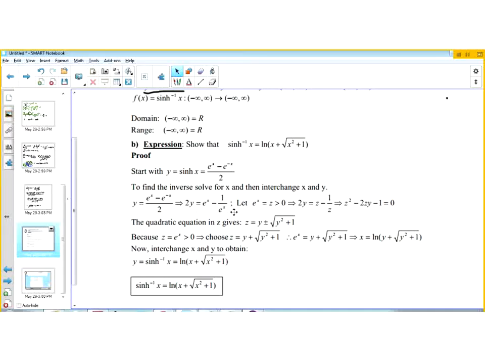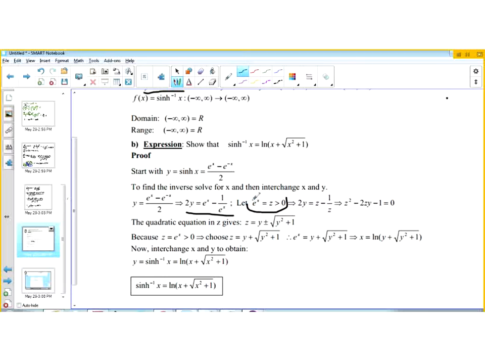Okay, so what's going on here? Yeah. So they solve for y. So 2y is equal to e to the x minus 1 over e to the x in this step right here. Solve for y. And then what we do is we did like we did in algebra when we solve equations that contain functions. So for instance, if we let e to the x equal z. Now, of course, z is always greater than 0.